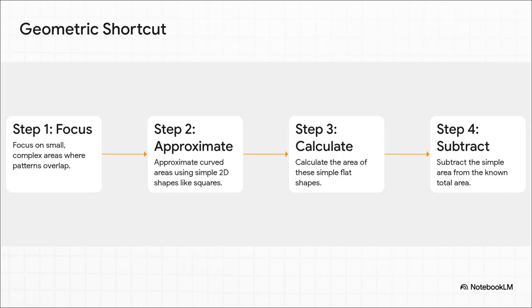Well, instead of trying to solve the impossibly complex math head-on, they came up with this really clever geometric shortcut. First, they focused in on just the tricky little areas where the different pattern regions meet. Then, and this is the genius part, they basically just said, hey, what if we pretend those little curved patches are simple flat shapes, like little squares and parallelograms? It's way easier to calculate the area of a flat square, right? So they did that, and then they just subtracted that simple area from the bigger region. It's an approximation, sure, but it turns out to be a stunningly effective one.